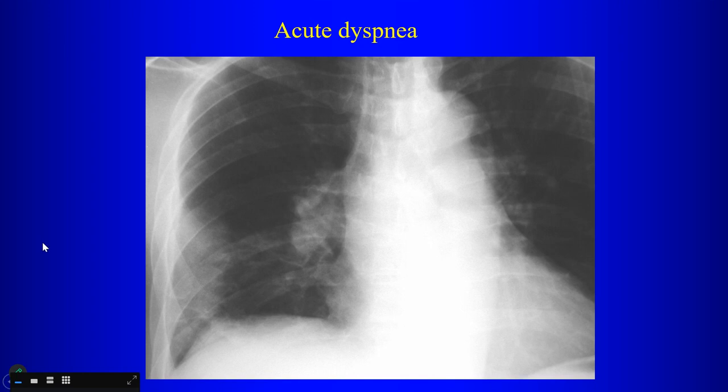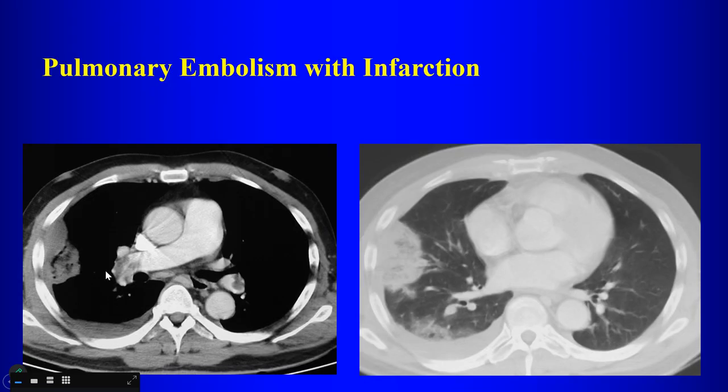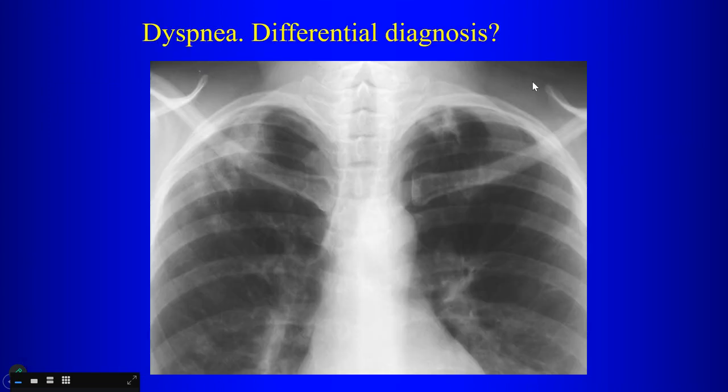The peripheral opacity from PE, what is that called? Hampton's hump. So the peripheral opacity is from what? Yeah, that's an infarction. So that's pulmonary infarction. All right. So it's a patient with PE who has pulmonary infarction. Okay. So of course, pulmonary infarcts can also give you peripheral opacities.